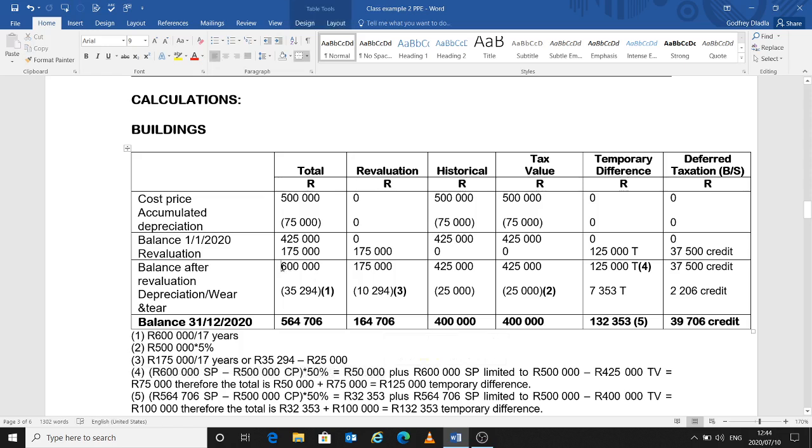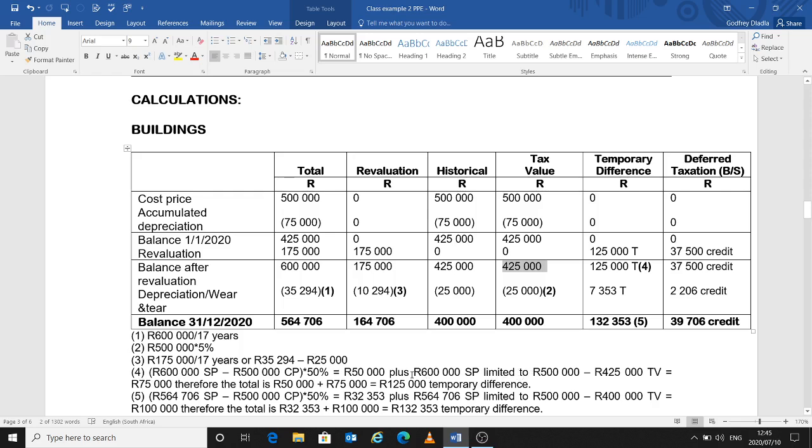if I sell this asset at this amount, will I have a recoupment? Your tax value at that time is this one. So you are going to have a recoupment because the selling price of 600 is greater than 425, which is the tax value, right? But remember, you cannot recoup more than the cost price. So your selling price is 600, but you must limit it to the cost price of 500. So 500,000 minus the 425 gives me 75, which is this one here.